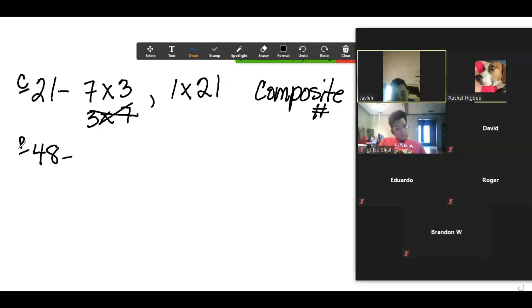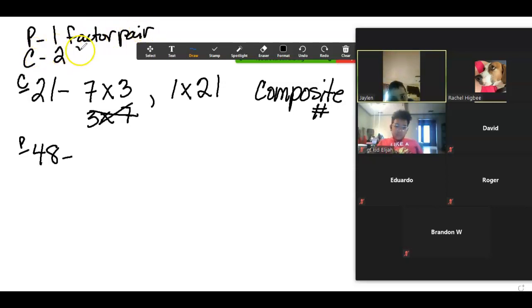Okay, so I think what's happening there, you're actually mixing up those definitions. Okay, remember prime has only one factor pair. Okay, composite has two factor pairs. So do you want to change your answer? Composite. Okay. All right. So you think that's composite. Why do you think that's composite? Okay. All right. So we all automatically know that it's going to be 1 times 48, right?